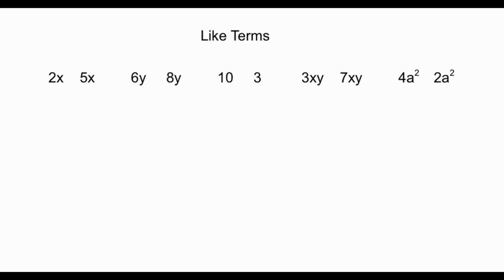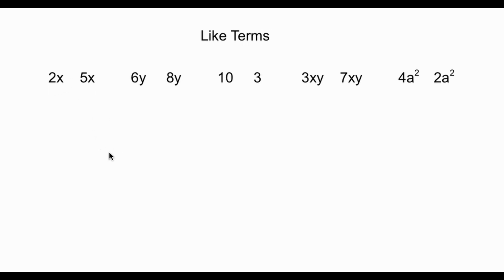Hey guys, in today's video we're going to be covering algebraic linear expressions, and to do that we first have to cover like terms, or we need to figure out what like terms actually are. Well, like terms can be either algebraic terms, terms with variables in them, or just numbers on their own, which are called constant terms, like the 10 and the 3 here.